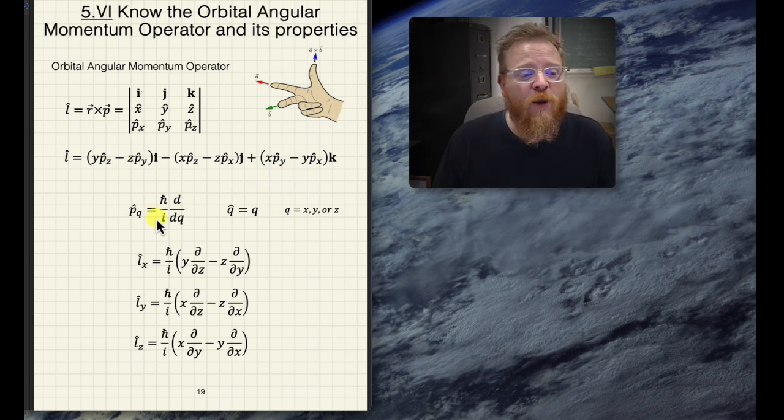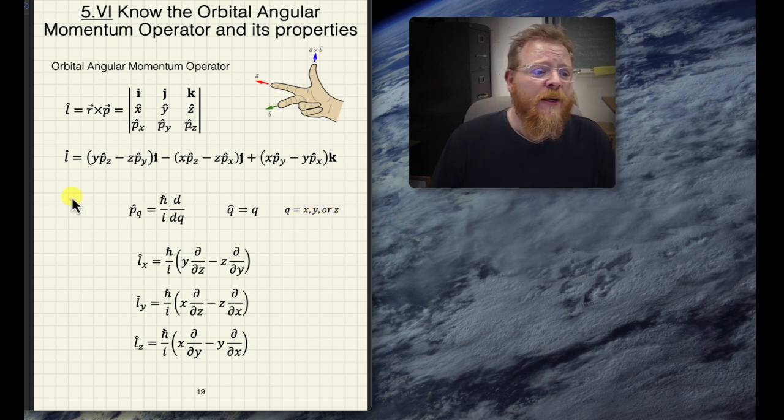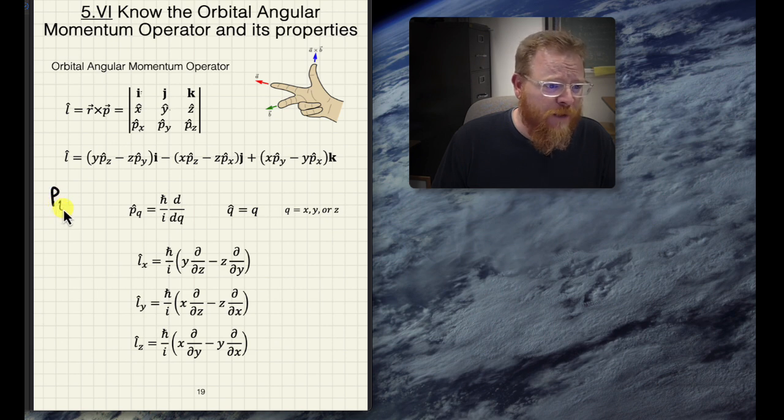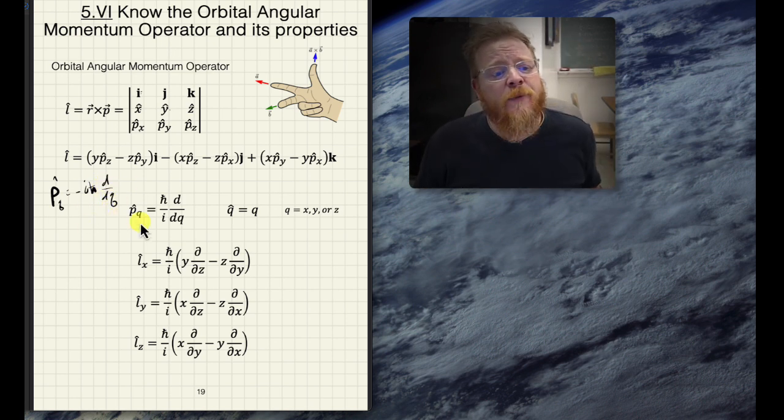So now if you recall, our linear momentum operator is given by the following: h bar over i times the first derivative in position, where q is my position operator in any dimension, x, y, or z. Recall we can also write the linear momentum operator as negative i h bar times d/dq. So either one of these works. We'll stick with the h bar over i for now.